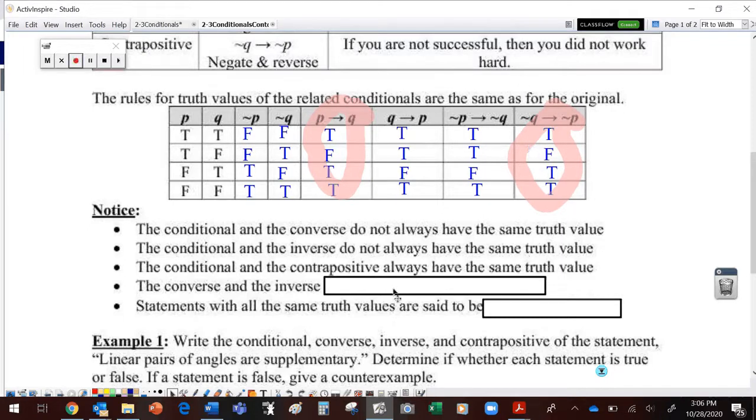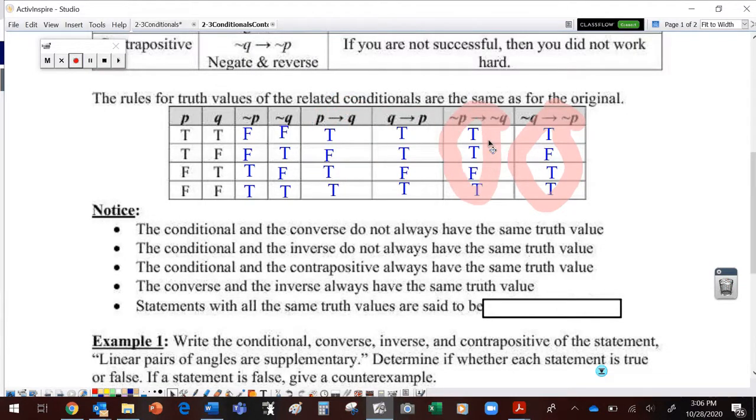Now also take a look at the inverse, that's this one, and the converse, that's this one. True, true, false, true. True, true, false, true. The converse and the inverse always have the same truth values as well. So it won't matter what Q and P are, the inverse and converse of an original conditional will always have the same truth values.